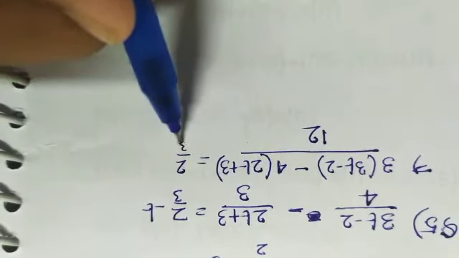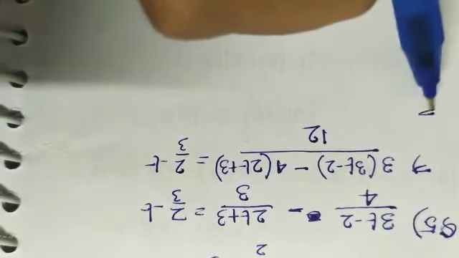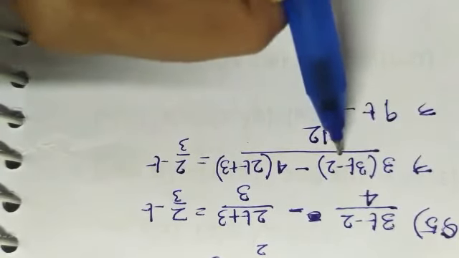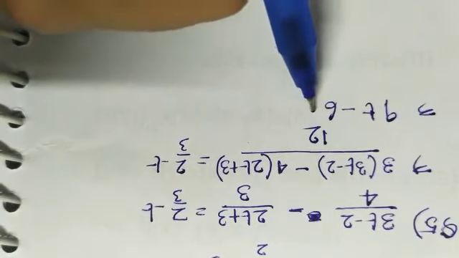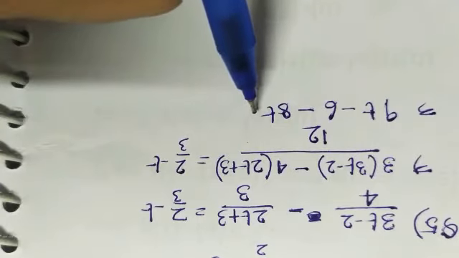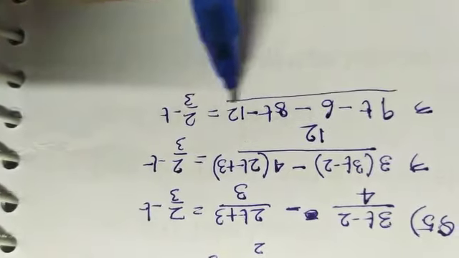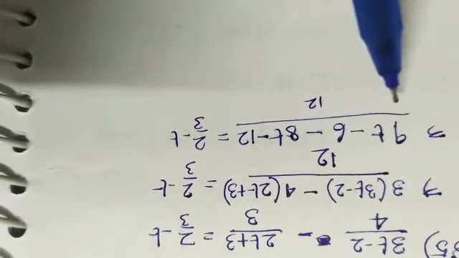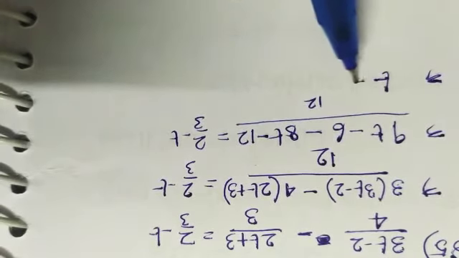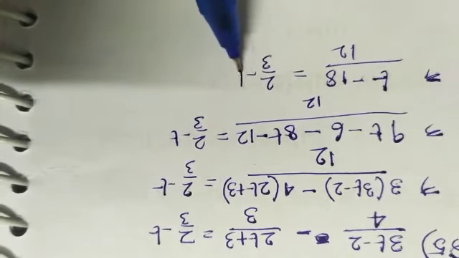Hence we are getting 2 by 3 minus t on that side. Keep it as it is because there is nothing to solve here. Again, we take it as 3 3s is 9t, 3 2s is minus 6, 4 2s is 8t, minus plus will be minus, that is minus 12, equals to 2 by 3 minus t. And we just forgot writing 12 here. Now 9t minus 8t becomes t. Minus 6 minus 12 becomes minus 18 by 12. Ultimately we are getting 2 by 3 minus t.